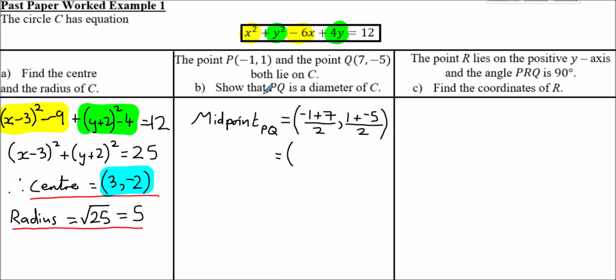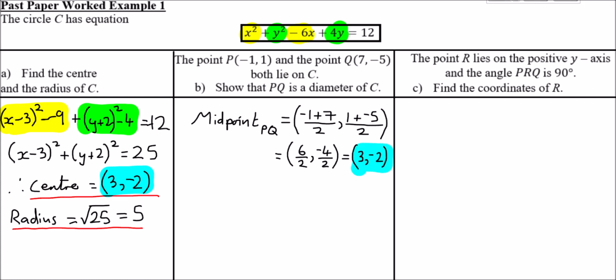Now normally I'd skip to the answer straight away, but because it's saying show that, I'm just going to make this really clear to the examiner that we know exactly what we're doing in every single step. So minus 1 plus 7 is 6, so we have 6 over 2. 1 plus minus 5 is minus 4, and again that's over 2. So now we may as well just divide. 6 over 2 is 3, minus 4 over 2 is minus 2. And lo and behold, that is exactly the same as what we wanted it to be.